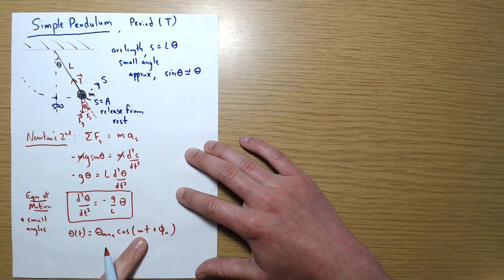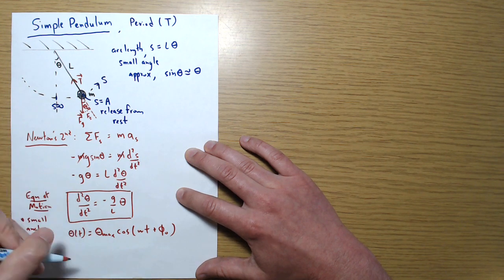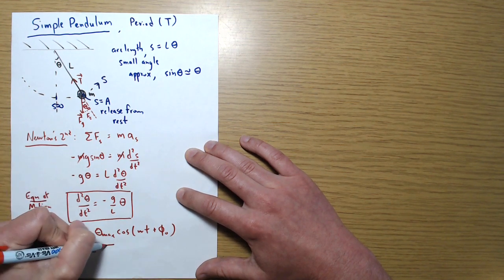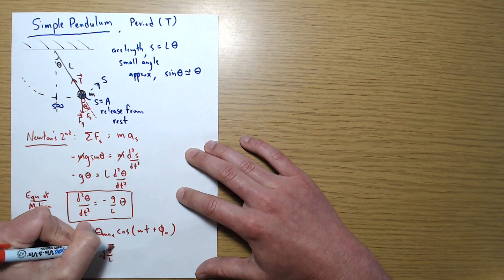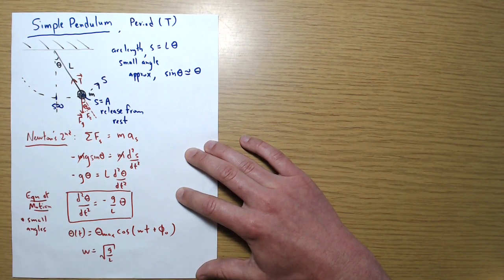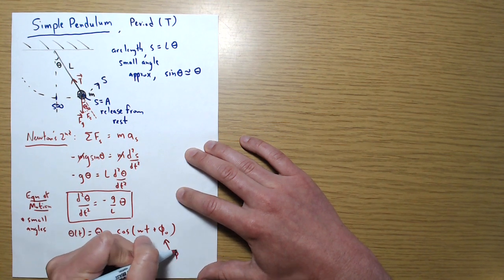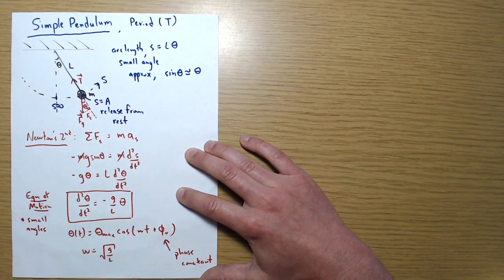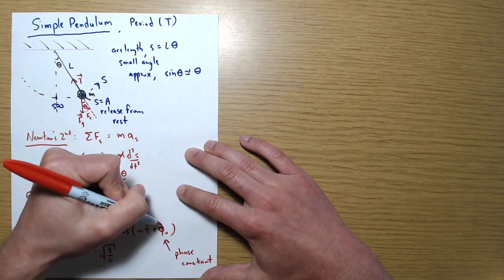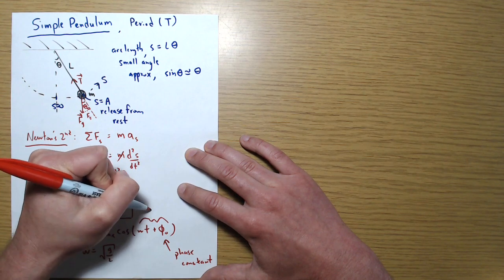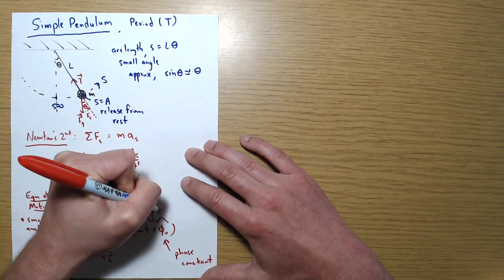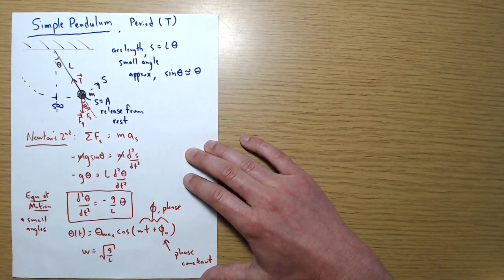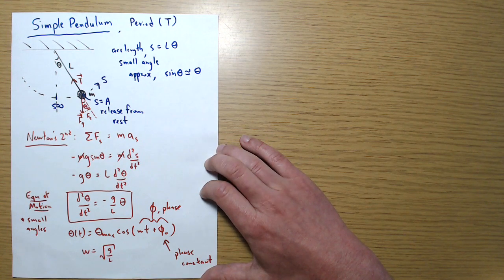Omega is equal to the square root of g over L. That's called the angular frequency. And phi naught is the phase constant. Sometimes we like to say everything inside these brackets, I'm just going to call phi, and that is equal to the phase. And the phase I'll talk about more in a moment.